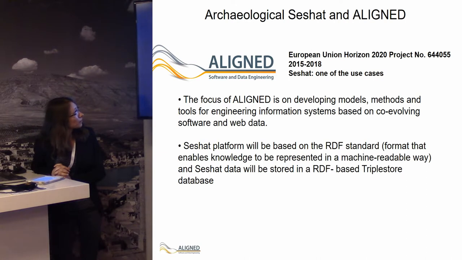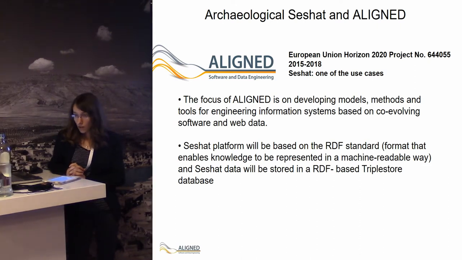And the final part: what is the future of Seshat? Seshat is one of the use cases of the bigger European project called Aligned. Aligned is a European Union project that began in 2015 and will end in January 2018. So pretty soon. The main focus of the Aligned project is developing methods and tools for engineering information systems. And in terms of Seshat, Aligned will help us to develop a platform for the Seshat database. So we are going to transfer Seshat from wiki format into the RDF standard. And the Seshat data will be stored in a triple store database.